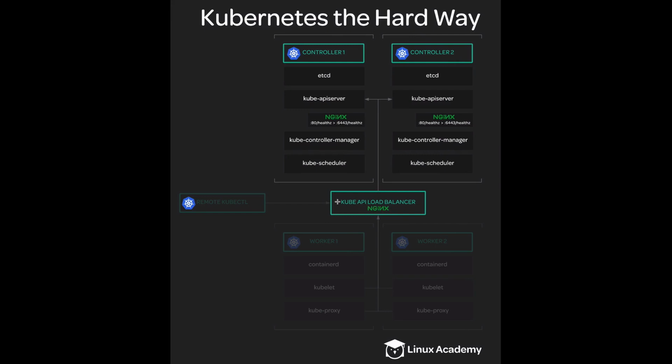And what we're doing is we're going to balance traffic to the Kube API server, which is running on both of our Kubernetes control nodes. That way we can access both of these nodes in a load balanced fashion through this load balancer, rather than just depending on a single node being up and running at any given time. So this is what we're going to be implementing in this lesson, this Kube API load balancer.